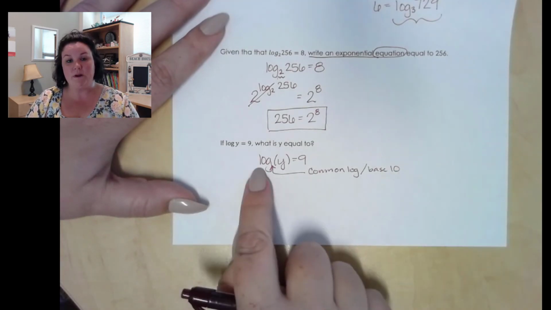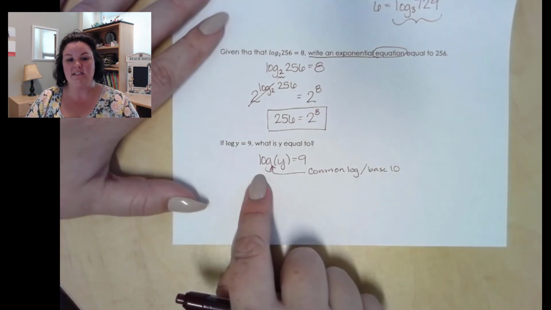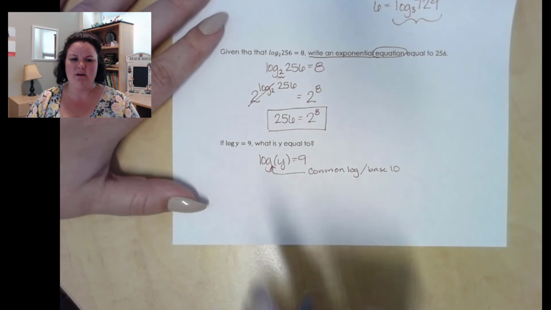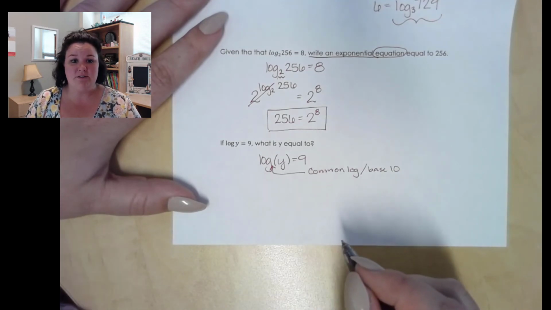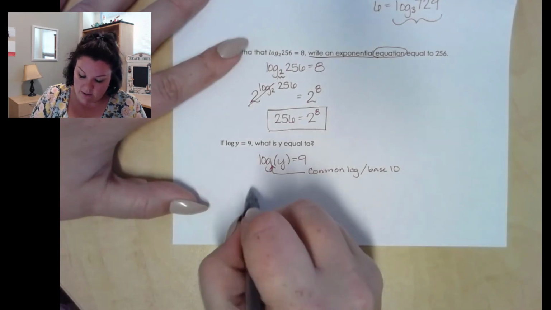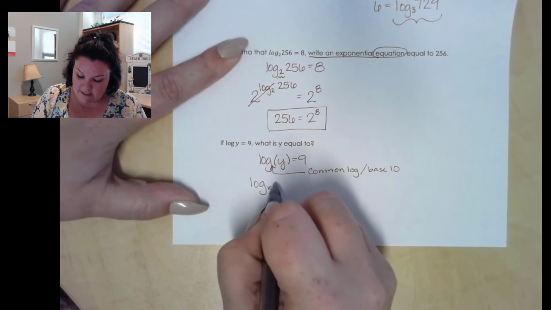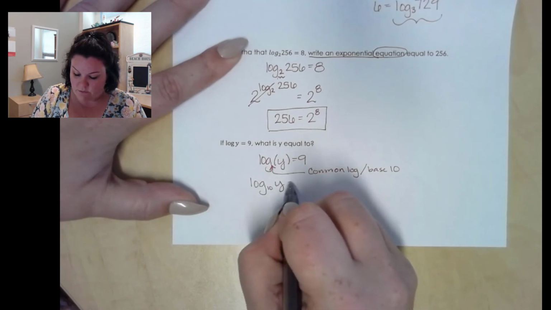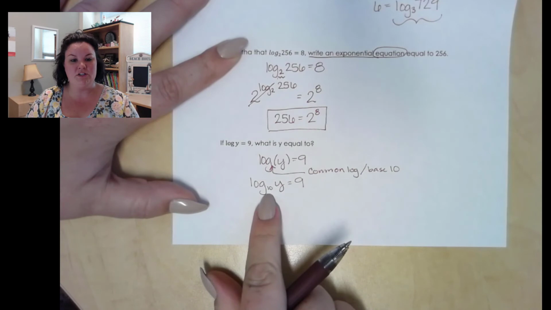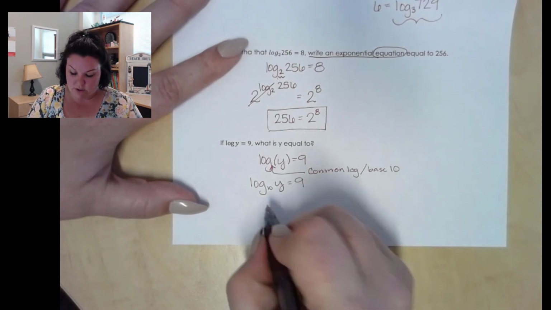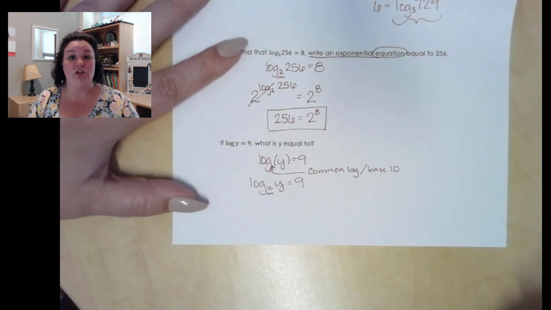So if I want to get rid of a common log, I need to use an exponential base 10. Now, if this is just totally brand new to you and you're having a hard time with this, I would go ahead and write this as log base 10 of y is equal to 9. That way, once you see that little base number, you know what exponential number to use.